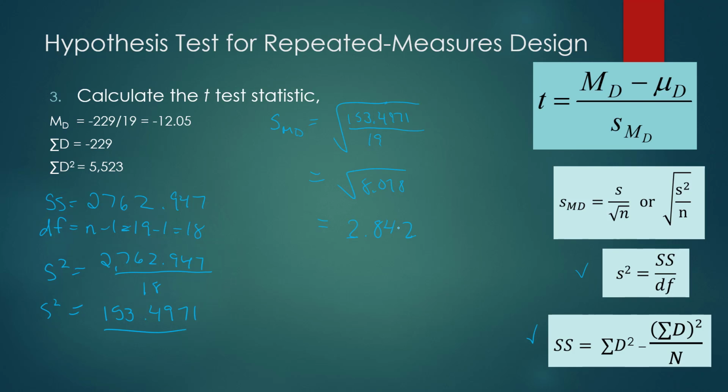All right, now I'm going to plug this all into my t-statistic formula up here. So I've done this. Now, the last objective is my t-statistic. So I take my mean difference, which we calculate using the sum of my difference scores divided by my n. So I have a negative 12.05. We assume that the population mean difference is 0. And we're going to put that over our estimated standard error of the mean difference, which is 2.842. And my t-statistic is going to be a negative 4.239.